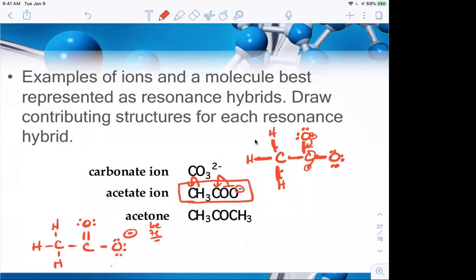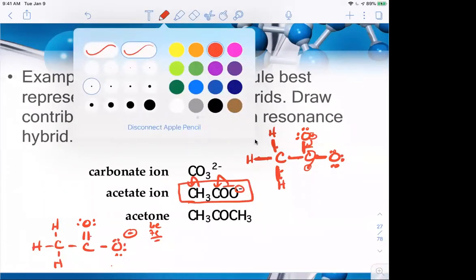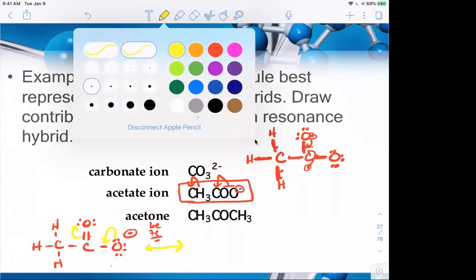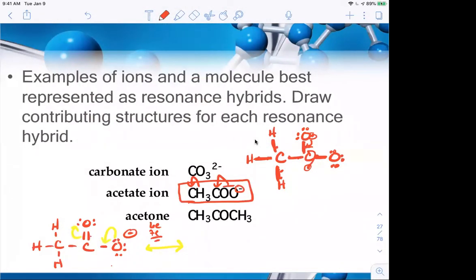Now notice I have lone pairs and a double bond. If I go ahead and redistribute those electrons, I could do this and then pull those out. I use my double-sided resonance arrow, and what I'm going to draw is the second resonance structure. Notice nothing has changed on this carbon. The position of the lone pairs and the double bond has changed. So these 2 are resonance structures.